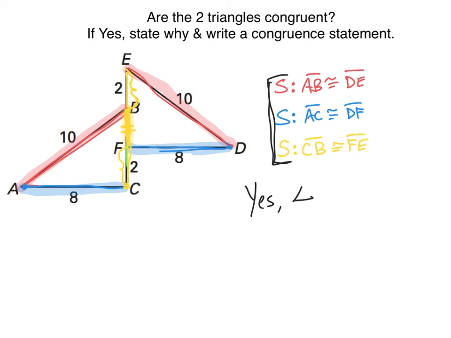And the statement is triangle ABC. And notice A went with D, B with E, C with F. So then that's congruent to triangle DEF.